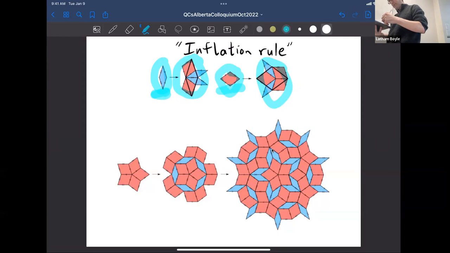Okay, and so here are the first few steps of an iteration. You start with these five guys, you apply the substitution once, you get this pattern, you apply the substitution again, you get this next one, and you keep going, and in the limit you generate an infinite patch of tiles, which is one way to get an example of the Penrose tiling.